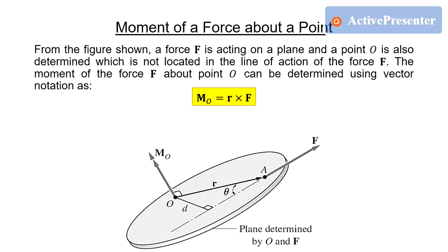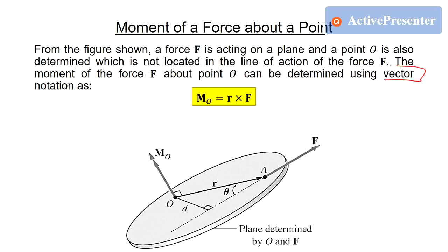So from the given figure shown, a force F is acting on a plane and a point O is also determined, which is not located on the line of action of the force. Because if the force is directed at point O, there will be no moment at that point. So the moment of a force F about point O can be determined using the vector notation.